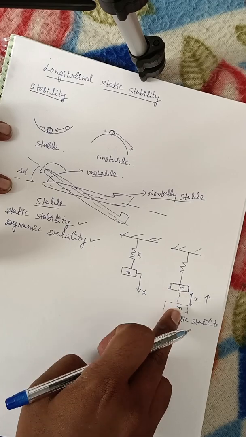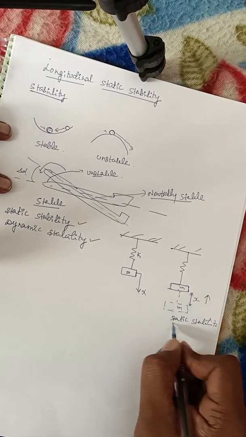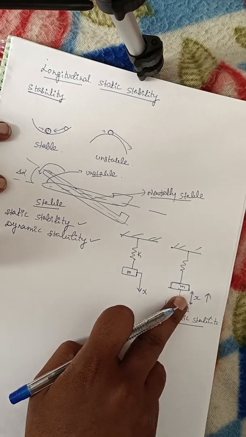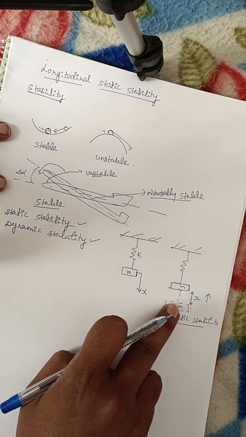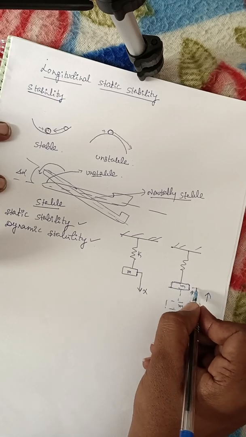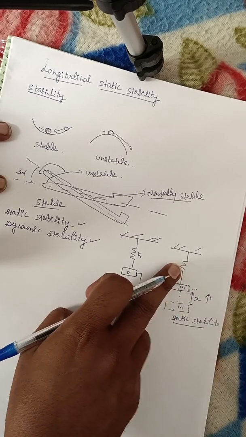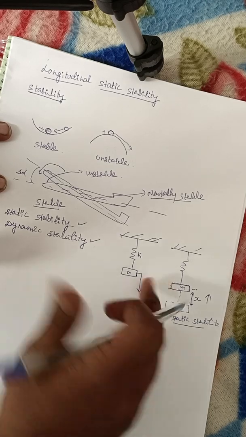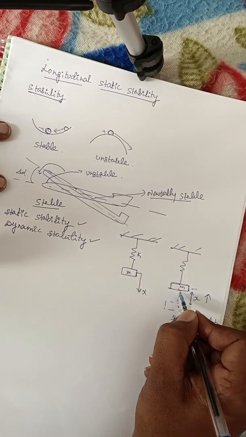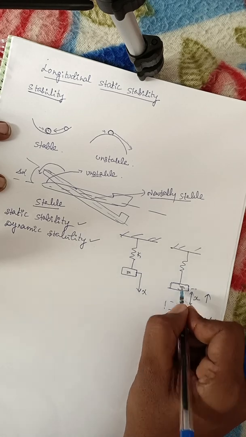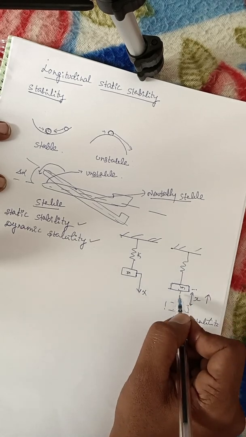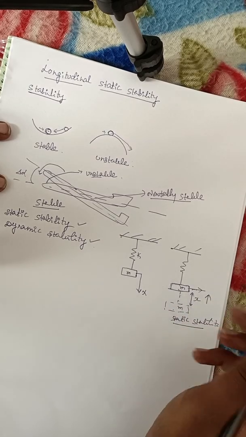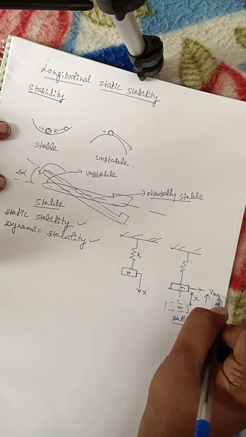It will pull the body. The velocity increases. This is called static stability. Just assume that once it pulls the body, the velocity of this mass increases. This is the equilibrium position. Whatever this elastic force is, it keeps pulling this mass till it comes back to its original position. The velocity keeps increasing at each and every point till it reaches its equilibrium position, where it has the maximum velocity.